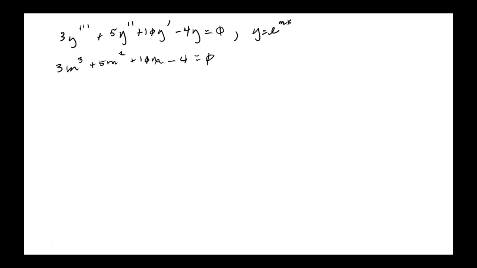Because that's a linear, ordinary differential equation with constant coefficients, our assumption is the solution is of the form y equals e to the mx. That's how we've done all these with constant coefficients. When you plug it in, taking the first, second, and third derivatives, you'll get the auxiliary equation 3m cubed plus 5m squared plus 10m minus 4 equals 0.